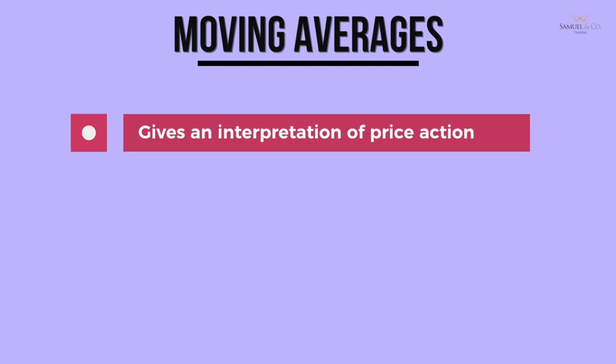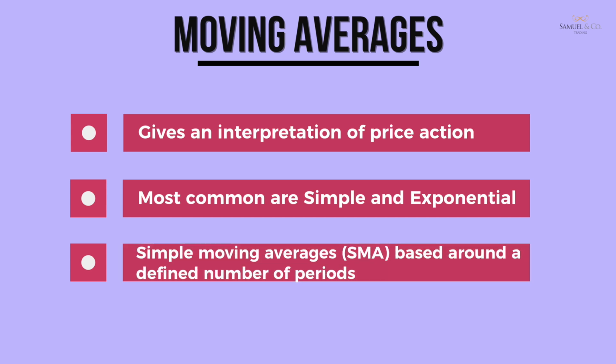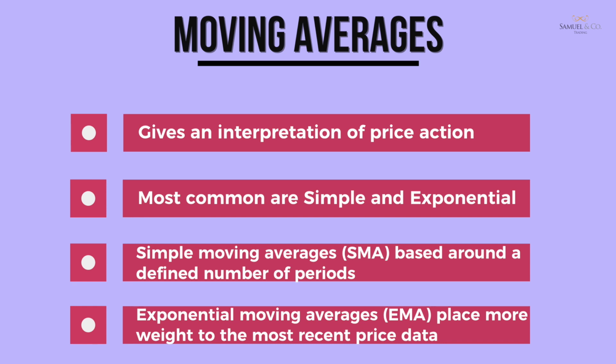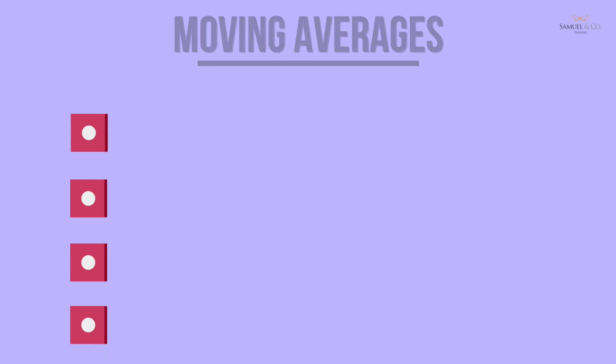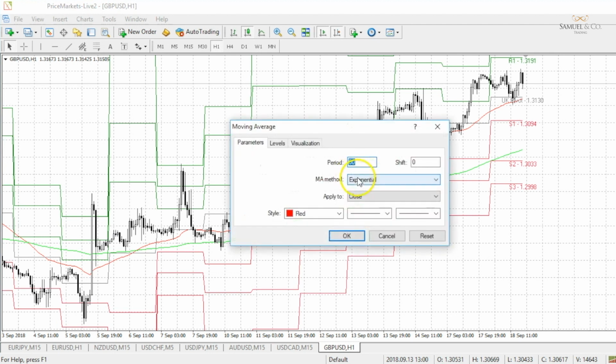The most commonly used moving averages are simple moving averages, SMAs, and exponential moving averages, EMAs. The simple ones are very simply based over a defined number of periods, and the exponential ones give greater weight to the most recent price data. The ones I have plotted here are EMAs, and I can simply switch between the two by clicking simple or exponential once double clicking one of the EMA lines. Like I said, my 50 EMA is my red line, and I can customize that as I choose to.